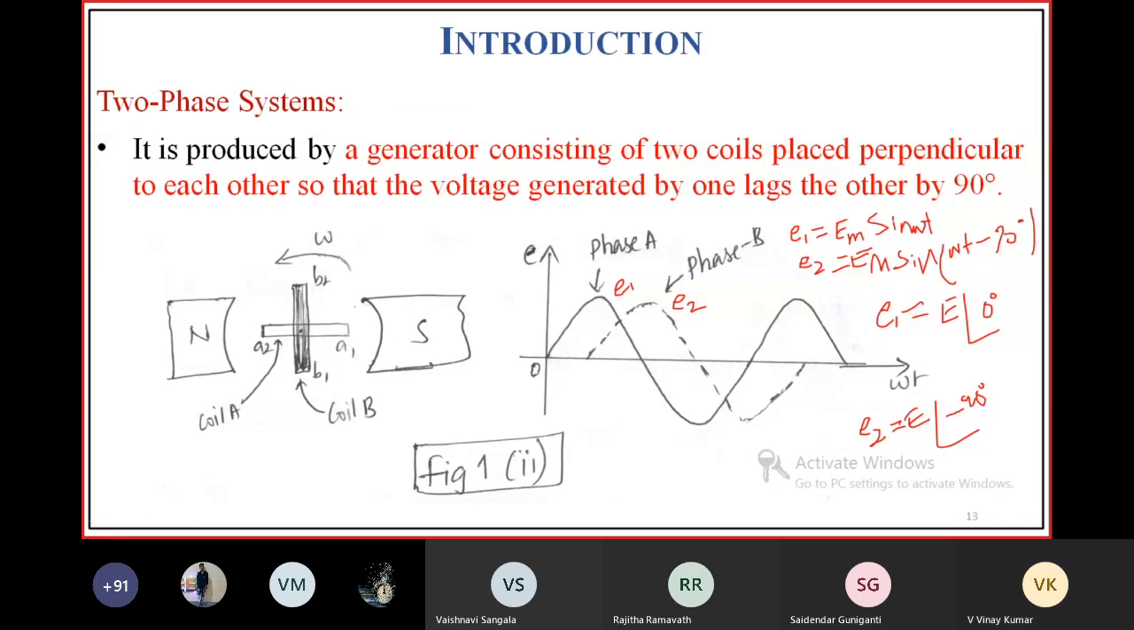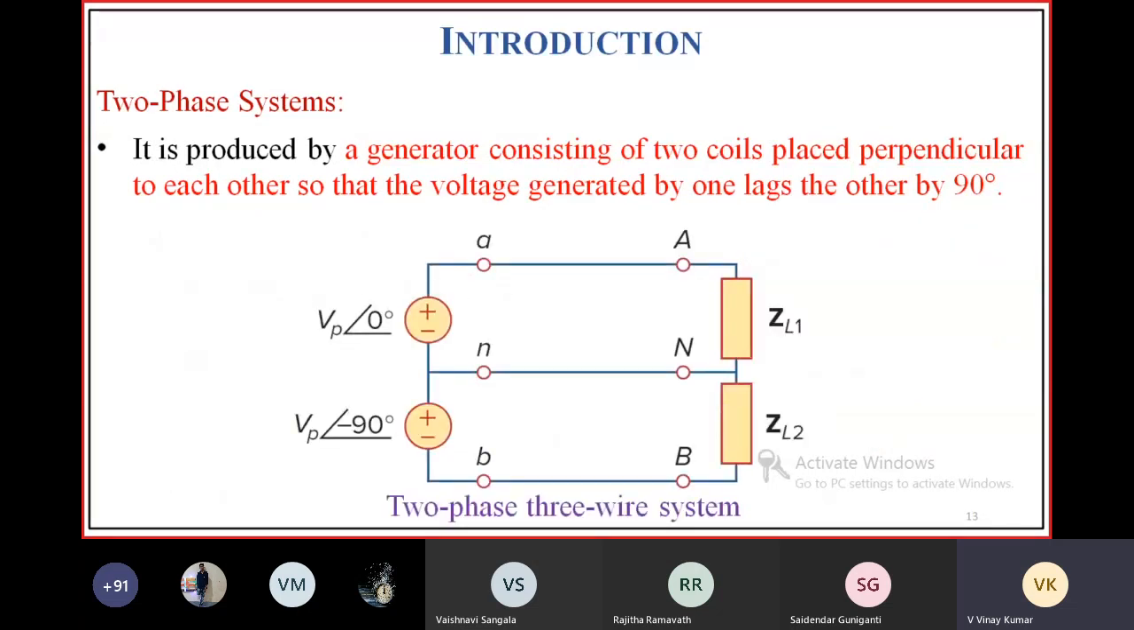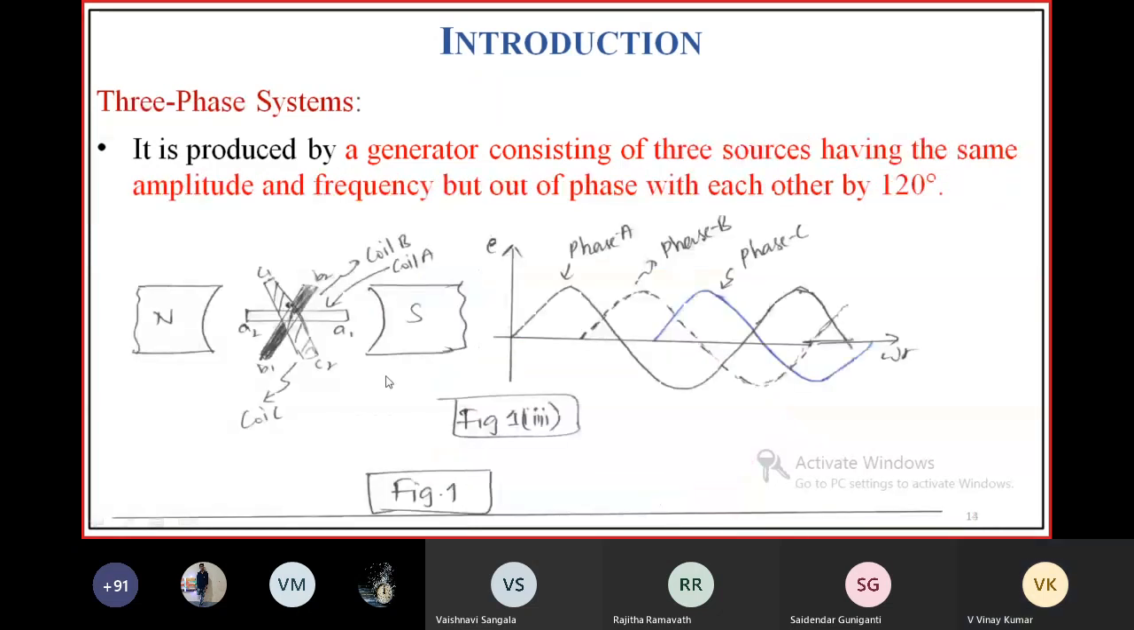So this is all about the two-phase system. It will generate two voltages as it has two armature windings. If E1 is equal to Vp at an angle 0 degrees, then the other voltage would be Vp at an angle minus 90 degrees. These two voltages are displaced by an angle of 90 degrees.